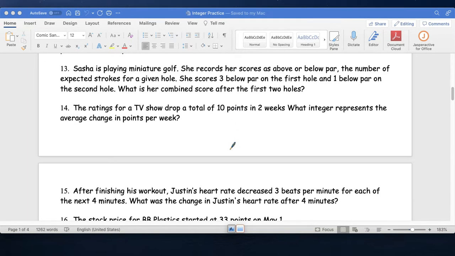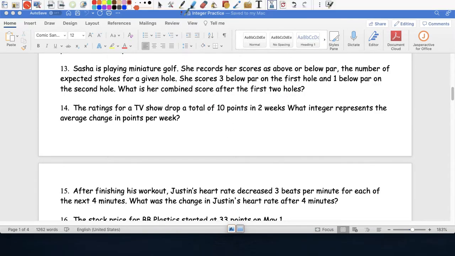13. Sasha is playing miniature golf. She records her scores as above or below par, the number of expected strokes per given hole. She scores 3 below par. So think of par as 0. If you're playing golf, the lower your score, the better player you are. So think of 0 as being par.